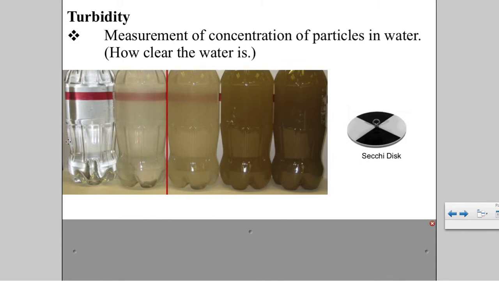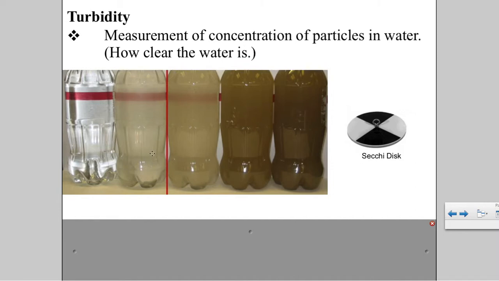Another way for checking turbidity is having a container and placing it against a red strip. What you do is you fill the container with water, and you place it against the red strip. Notice here, if it looks like this, then it's low in turbidity, because you can see right through it. You can see that strip, no problem.